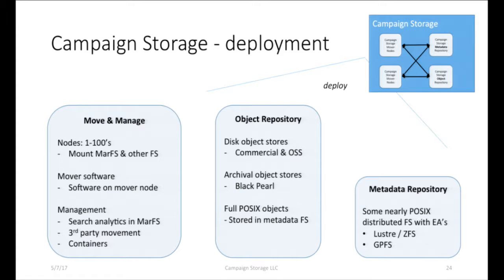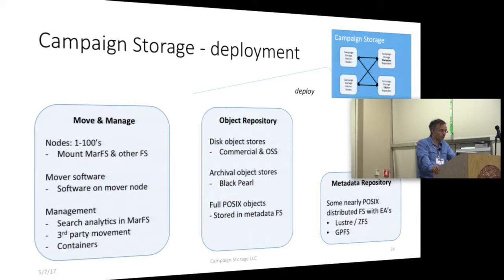So to move and manage stuff, you need mover nodes. The minimum number of mover nodes is 1. Now how do these mover nodes actually get access to the data in the faster tier and in the slower tier, the campaign storage tier? They will typically just mount file systems from both tiers. That's the simplest way to make connections. The mover software runs on these mover nodes. So it might be a cluster of mover nodes and a distributed application. It might be a single mover node that is driven by a single program.